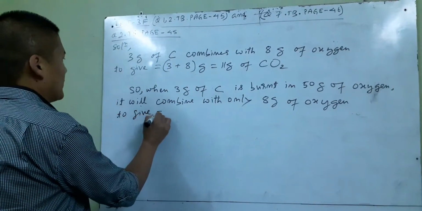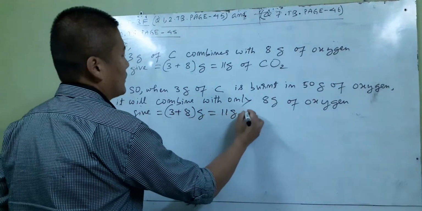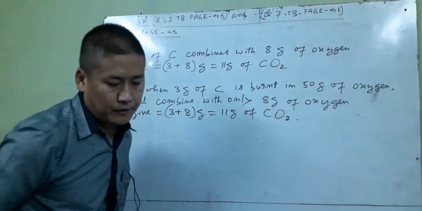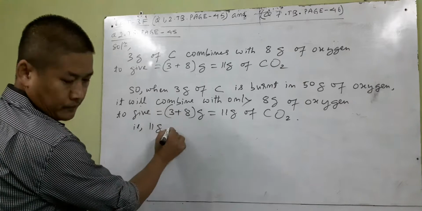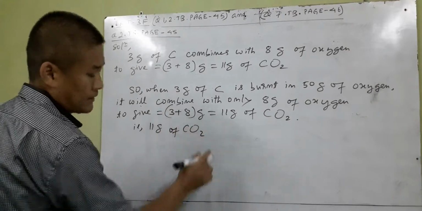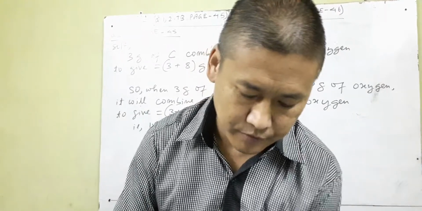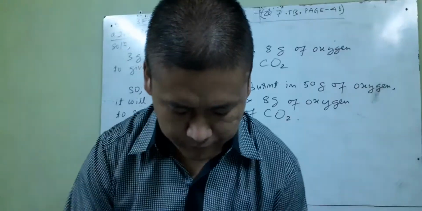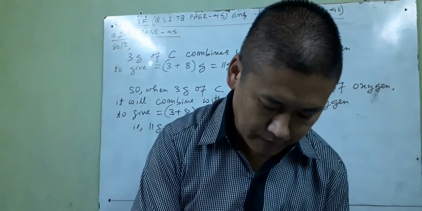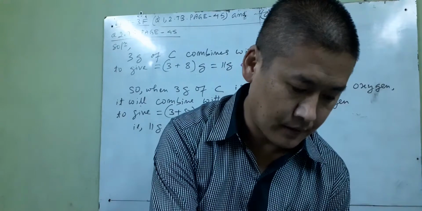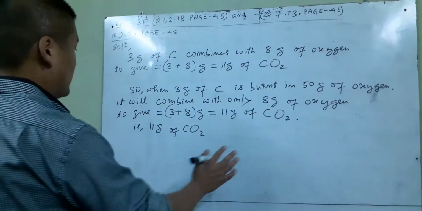again exactly the same quantity, 3 plus 8 grams, that is equal to 11 gram of carbon dioxide again. Why is this so? That is, in other words, 11 gram of carbon dioxide. Okay, you can look there into your question, the textbook next page also. 11 gram of carbon dioxide. So that is your answer.